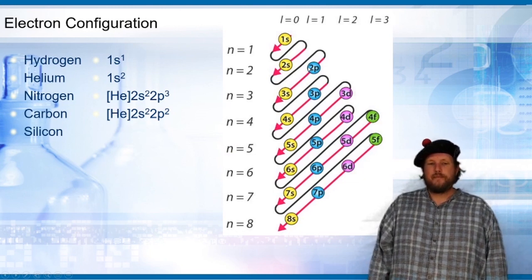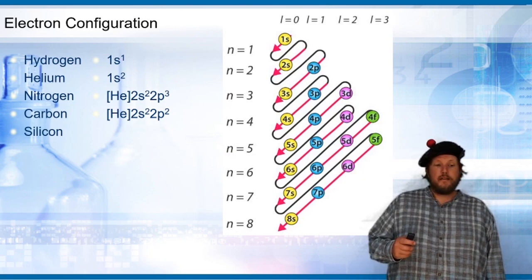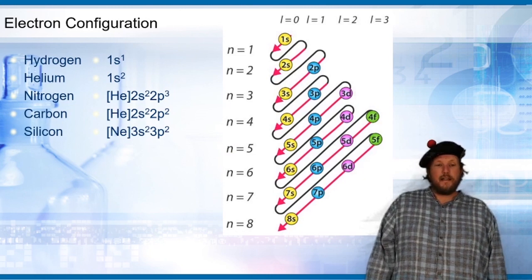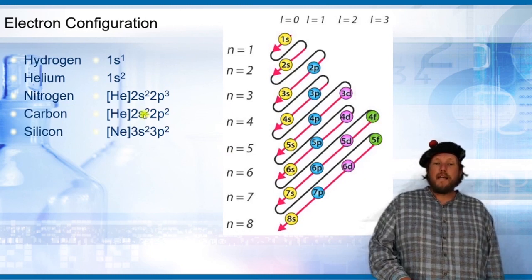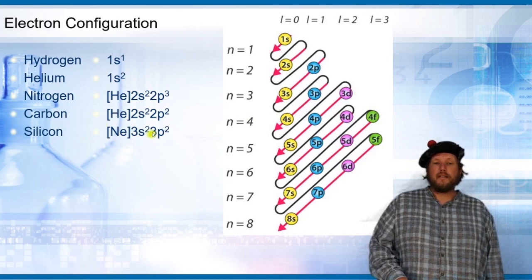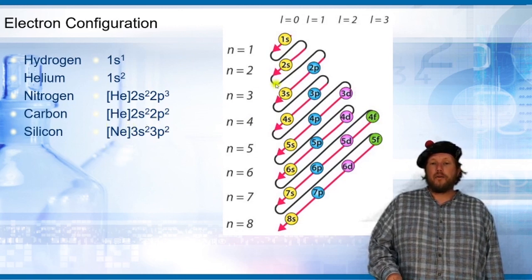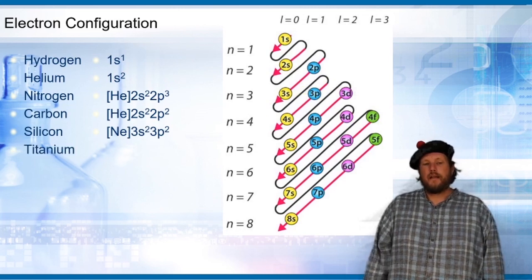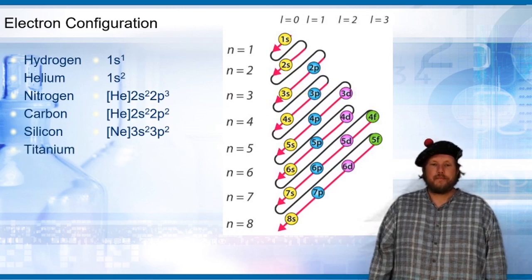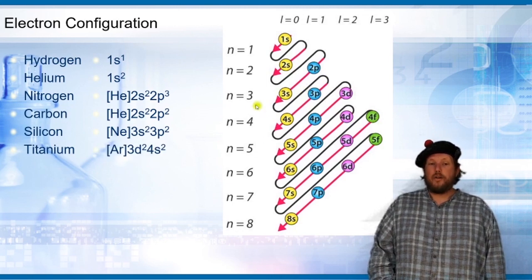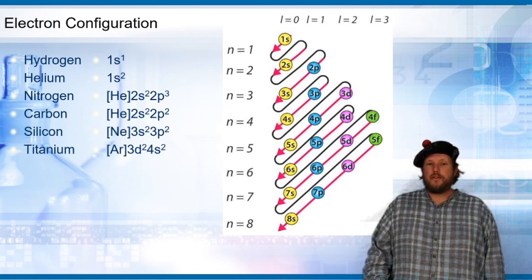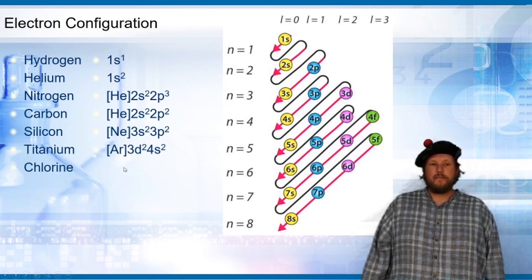Silicon. Again, silicon has 14 electrons, but we say that neon is the noble gas before it, and it's on the third row, so we start at 3s2, 3p2. Titanium. Argon is the noble gas before it. We start at 4s, so 4s2, 3d2. You'll notice that I did that reverse that you'll sometimes see here.